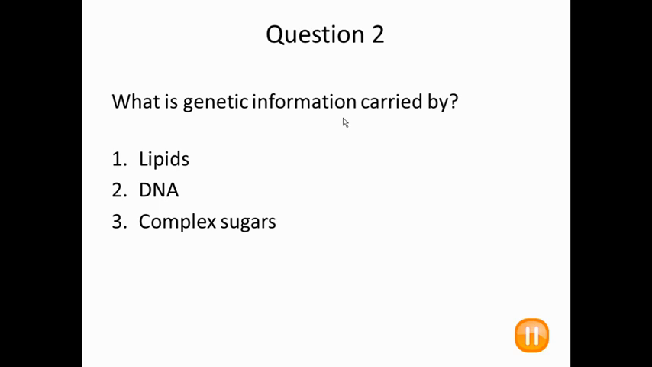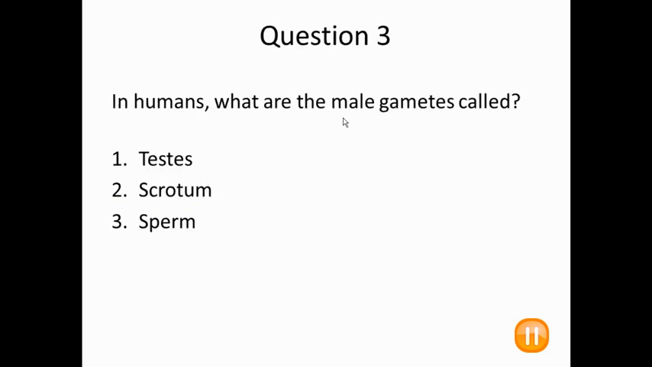Question number 2. What is genetic information carried by? 1, lipids, 2, DNA, or 3, complex sugars? The answer is number 2, DNA. Do you know what DNA stands for? It's a very, very classic pub quiz question. It stands for deoxyribonucleic acid, and I'll show you that a little bit later. So if you want to make a mental note of that for when you're a bit older and doing pub quizzes, that might be good. So lipids are fats, and sugars are things like carbohydrates, so not going to be genetic information.